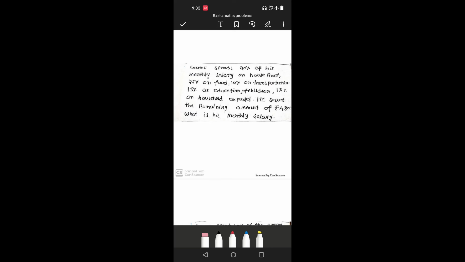Dear aspirants, I will go for some of the basic math questions which come under mathematical reasoning itself. So today I am just going to solve totally 4 problems.